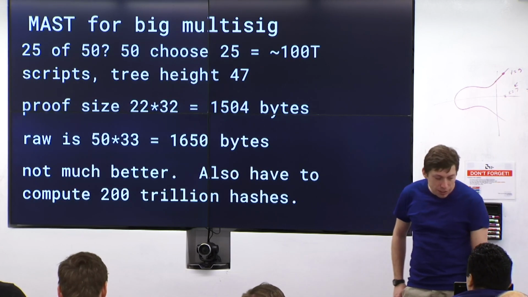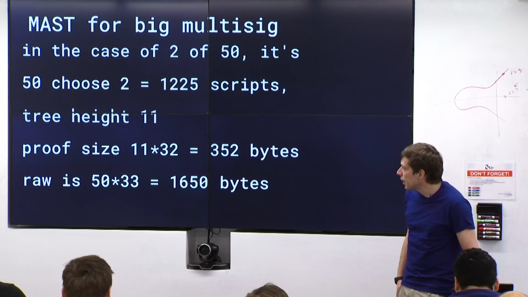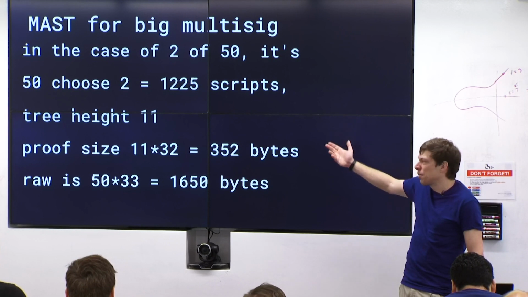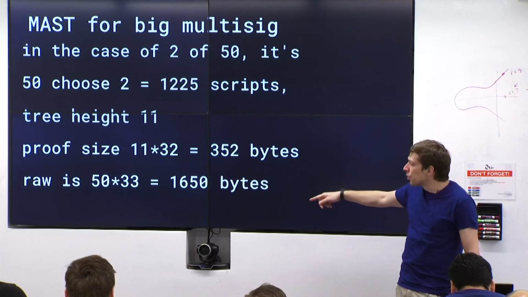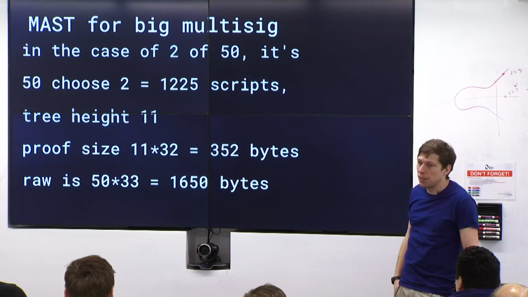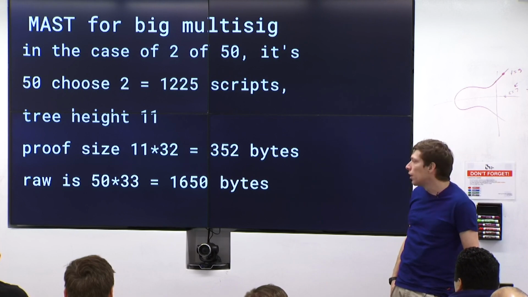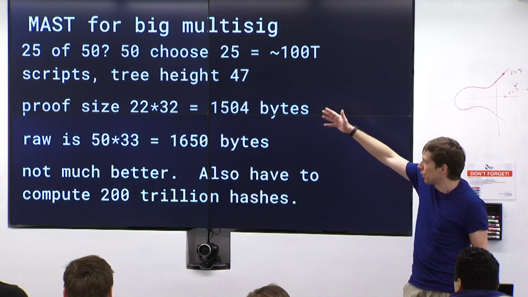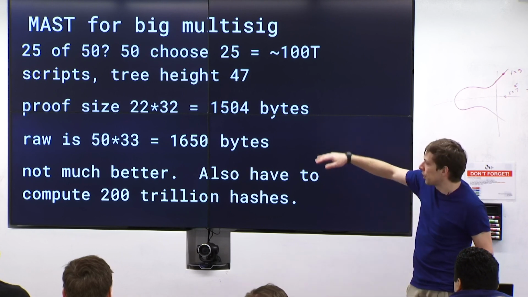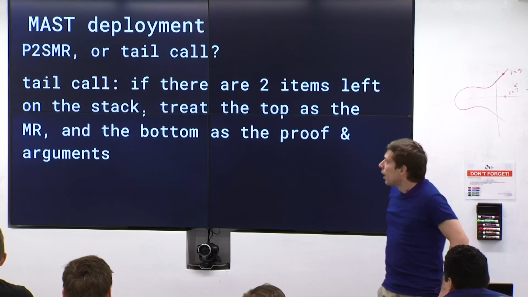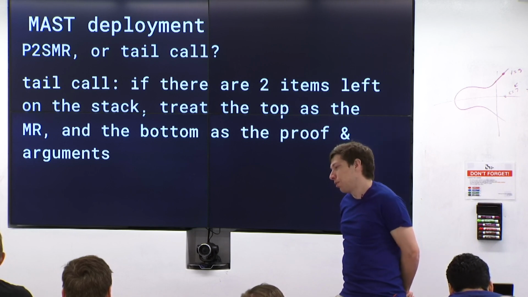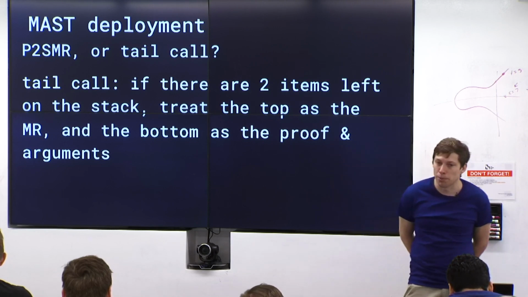But still, it is kind of useful, right? In the 2 of 50 case, yes, this is better. You have to compute 1,000 something hashes, no big deal. You reduce your size from 1.6K to 352 bytes. That's a good deal. Here, kind of not, but this is also sort of a crazy case, and there's other ways to address this. Anyway, it's pretty good. There's 2 or more than 2 different ways to implement this.